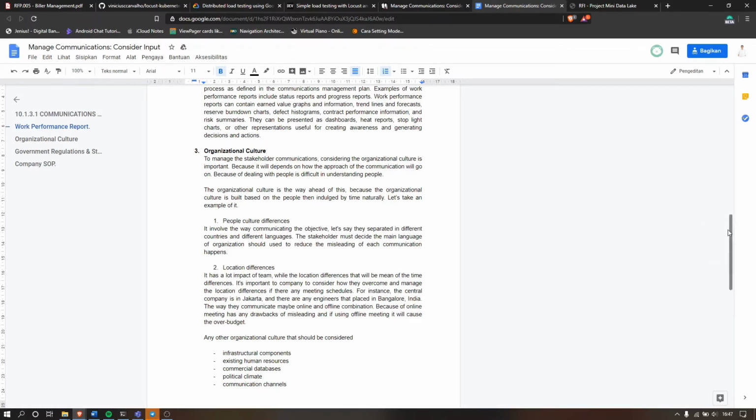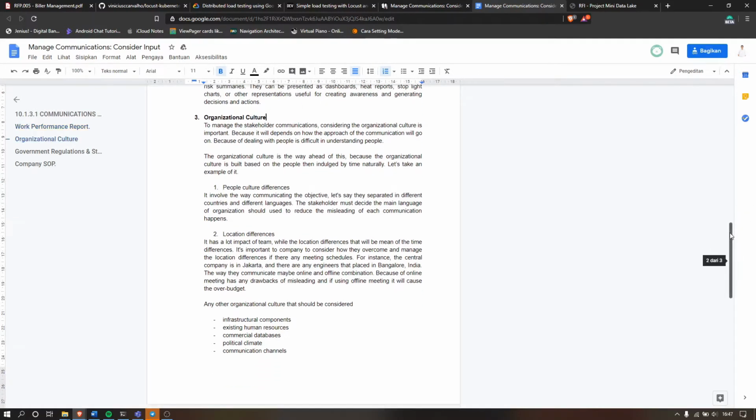Let's take an example of it. The first one is people's cultural differences. It involves the way of communicating the objective. Let's say they are separated in different countries and different languages. The stakeholders must decide the main language the organization should use to reduce misunderstanding in each communication that happens.